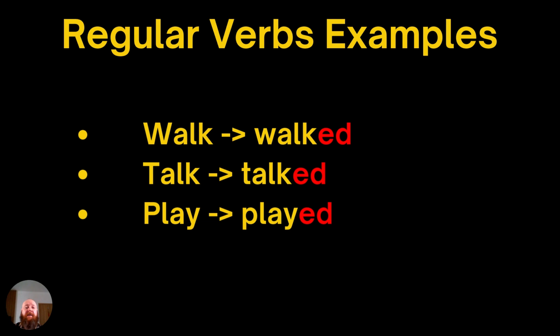Let's have a look at some examples of regular verbs. So walk to walked, talk to talked, play to played. So here you've just got the ed on the end. If it ends in an e, you can just add a d, like smile to smiled.